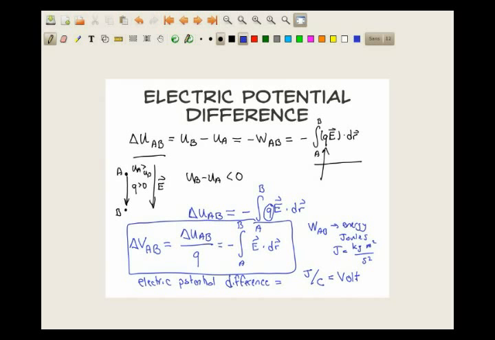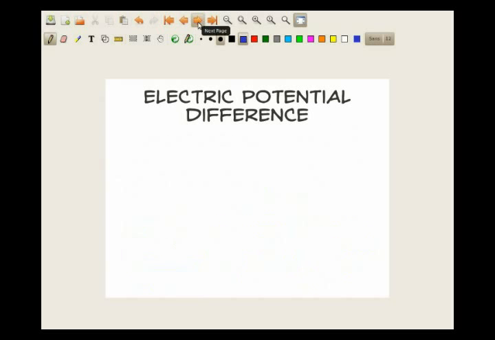Now, the volt is a very common unit in our lives. For instance, when we talk about batteries, we talk about voltages. Let's say in a battery, your typical car battery has a voltage of 12 volts.